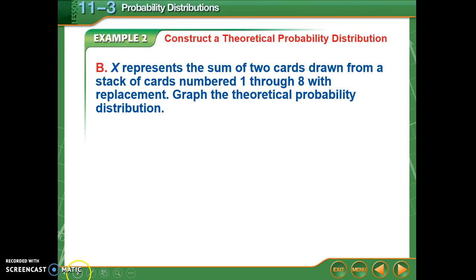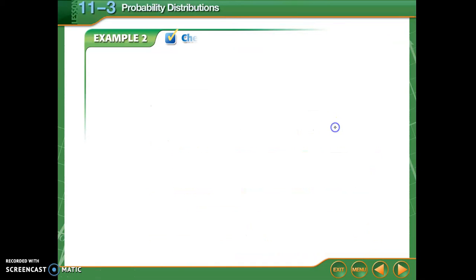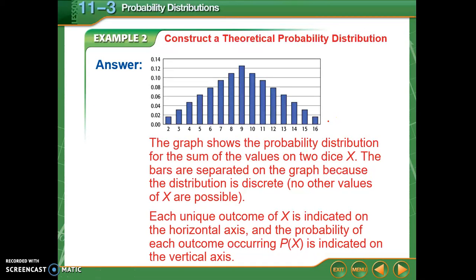Now if I graph this situation, this is what my probability distribution would look like. Again, notice that my domain here is the sample space, all of the possible outcomes. So the smallest sum I can have is 2. The biggest sum I can have is 16, and I can add up to all those numbers in between. And then on the left-hand side, it's showing the probabilities. Here they have them as decimals.